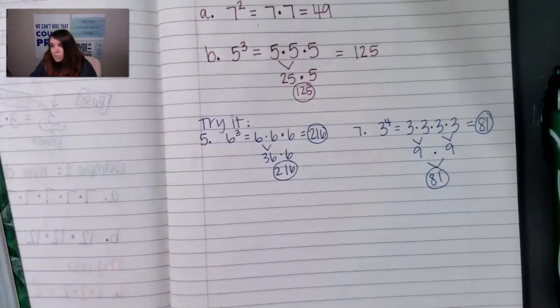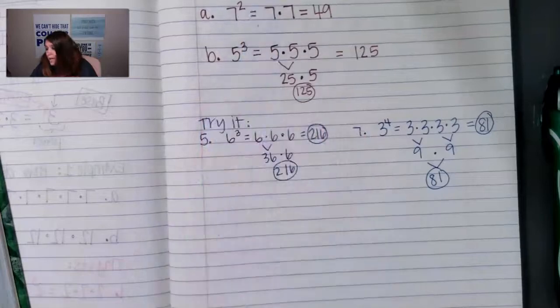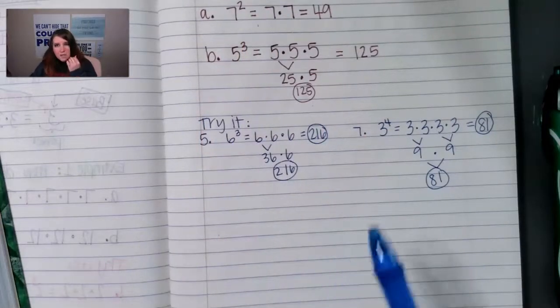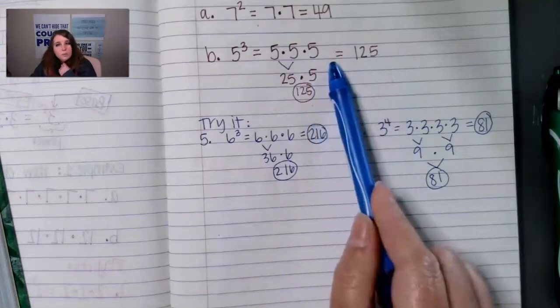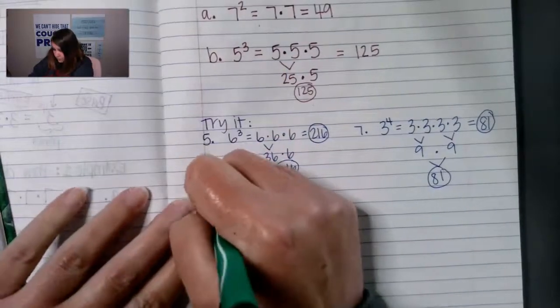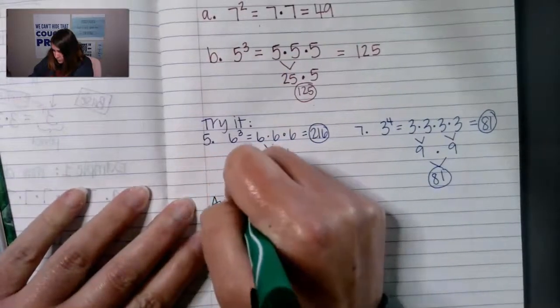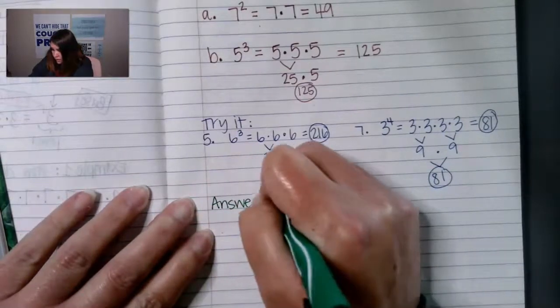Okay, your job right now is to answer the question for example 2. How do you find the value of each power? How did we find the value of this? What did we have to do? Summarize that for me down below. So put your answer here. Answer your essential question there.